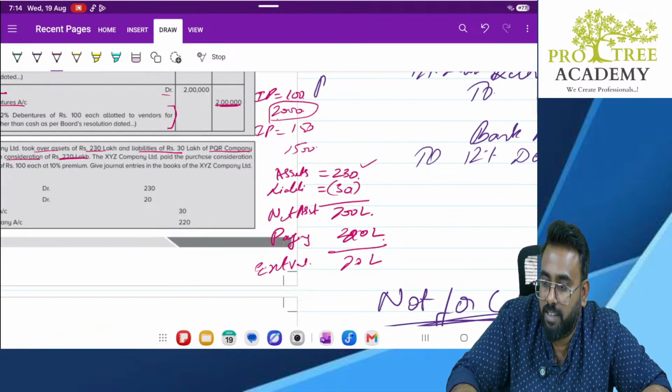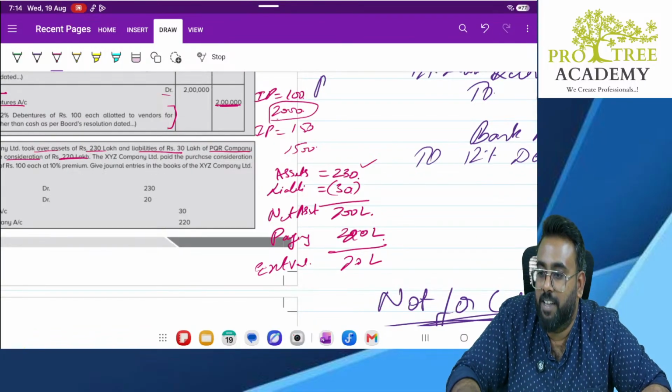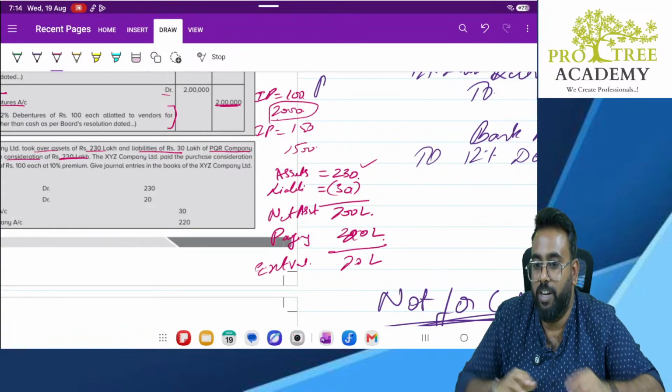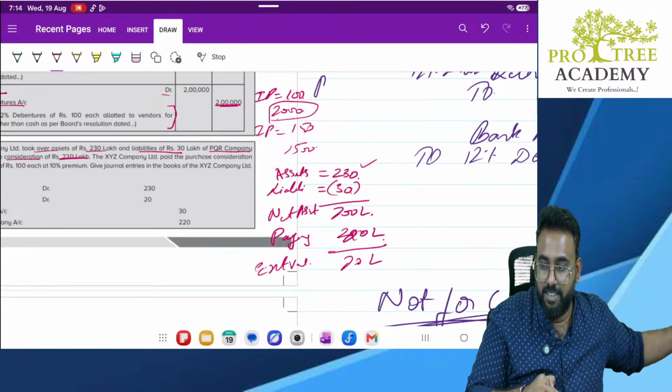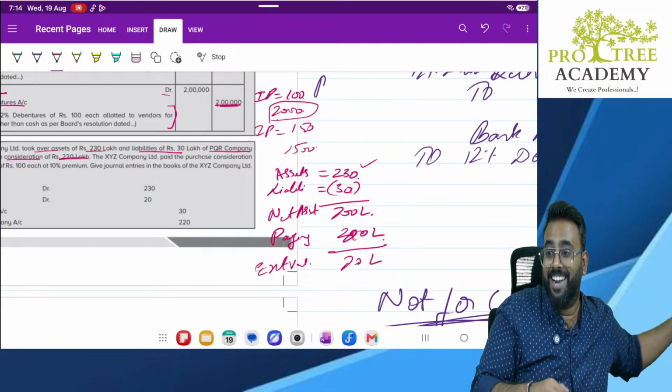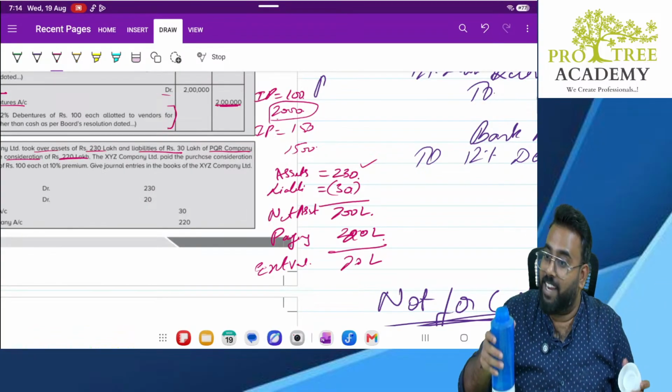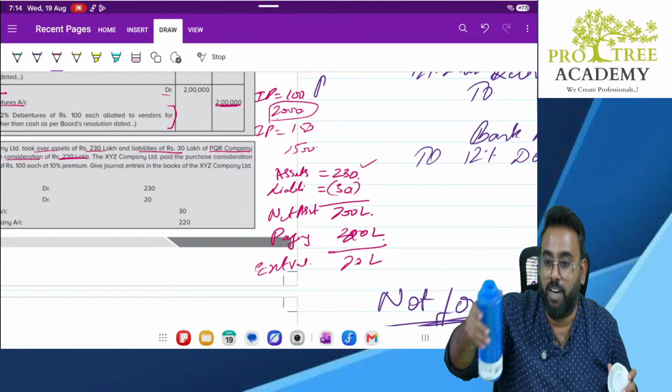Now, loss. Correct. But my question to you, why will you pay extra when you know you are getting only 200? Okay, if they bargain also, why are they having the bargaining power?